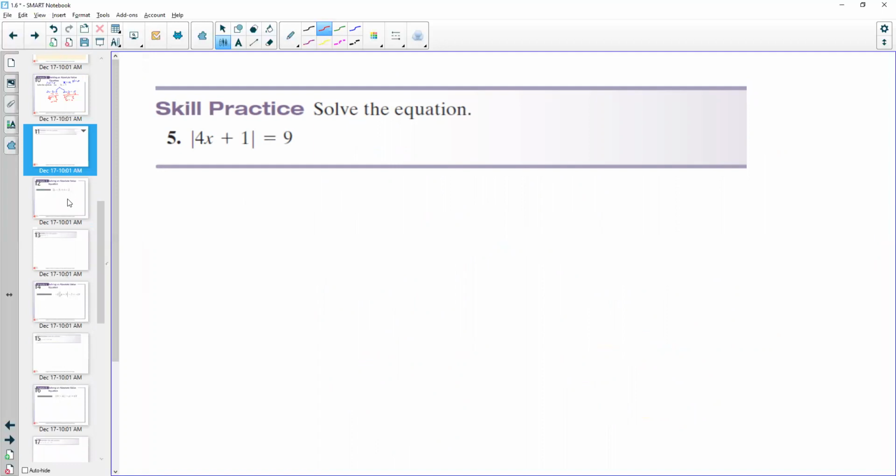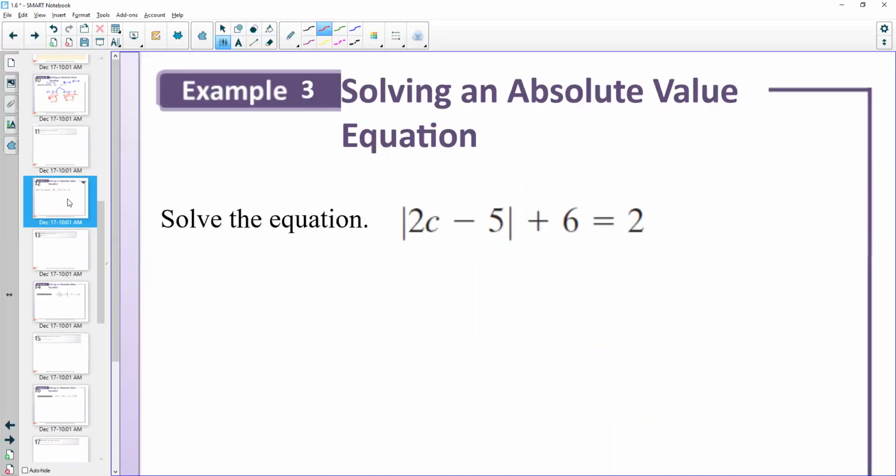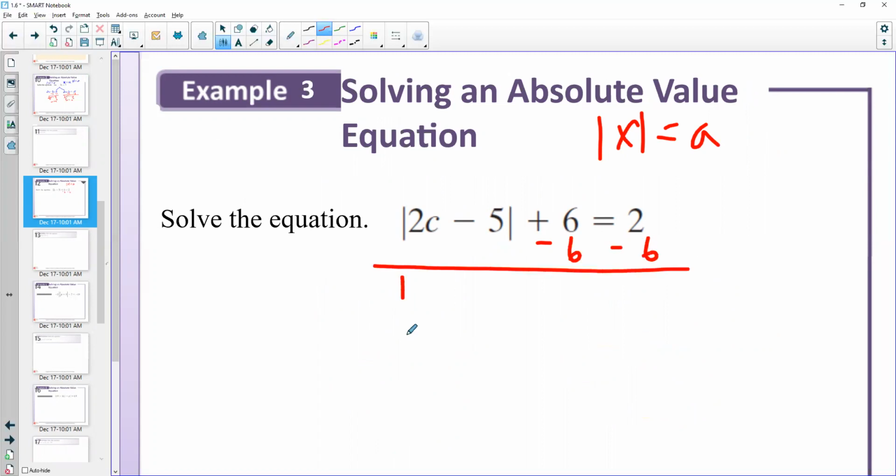All right, let's try the next one. This one is different for sure. I have to do some work first. I have to get to this standard form, absolute value of x equals a. I don't have that right now. What I need to do is move this 6 to the other side, so that I get the absolute value of 2c minus 5 equals negative 4.